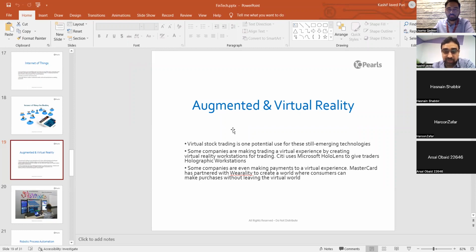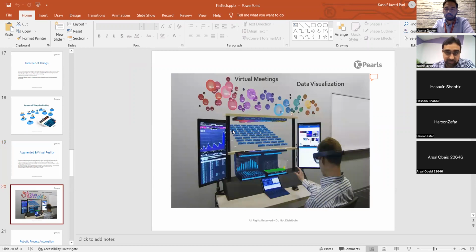Citibank is already using Microsoft HoloLens to give some AR and VR experience to their users. And MasterCard has also partnered with Virality so that their users can make payments in a virtual world without leaving the virtual world. So this is something very interesting. But these are not the only use cases of AR or VR. The major use cases are virtual meetings and data visualization.